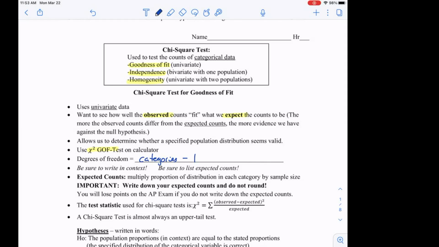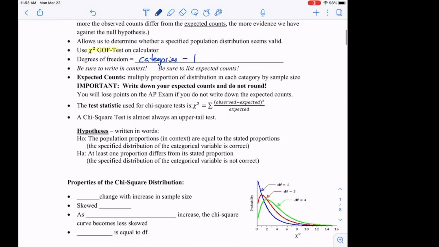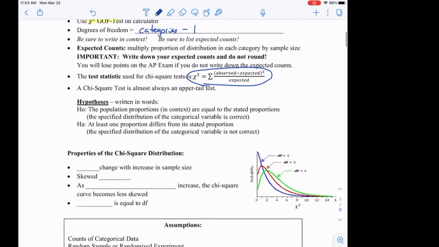Okay, so the test statistic used for chi-squared is going to be this. We went through it in that little table on the other page. That chi-squared value that we found is actually the sum of all of those observed minus expected squared divided by expected.